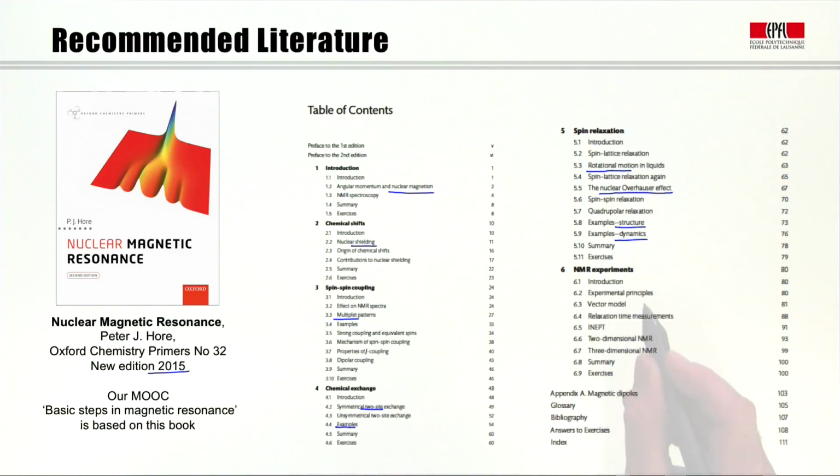Apart from the principles of experiments, there's a long discussion of the vector model, which is a way of representing the nuclear magnetization, and seeing how this magnetization evolves when we perturb it and apply various perturbations and excitations. There's a chapter on the measurement of relaxation times, on the enhancement of insensitive nuclei by polarization transfer, on two-dimensional NMR, and even a brief chapter on three-dimensional NMR. So we shall proceed from here.